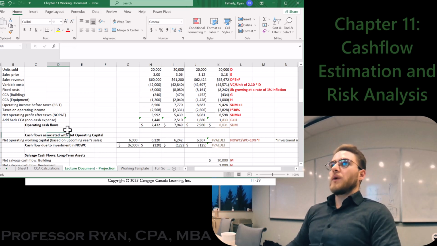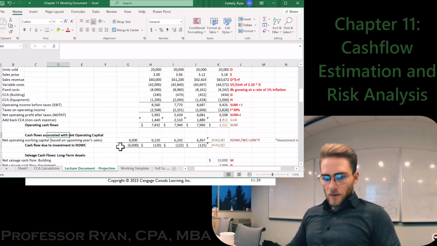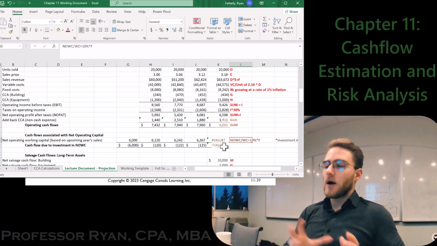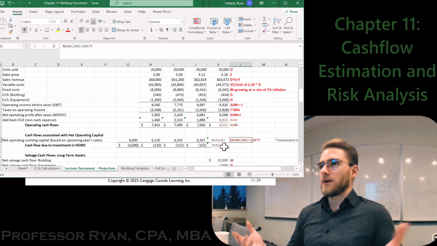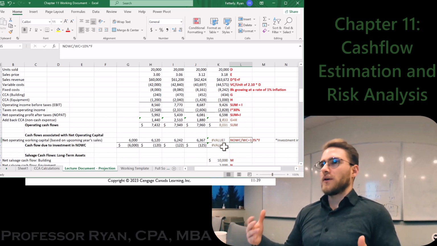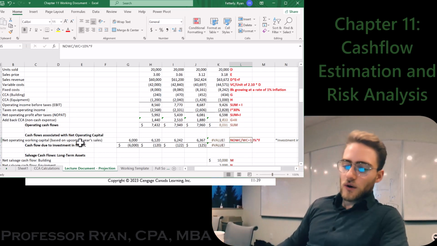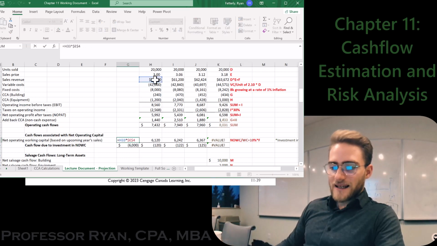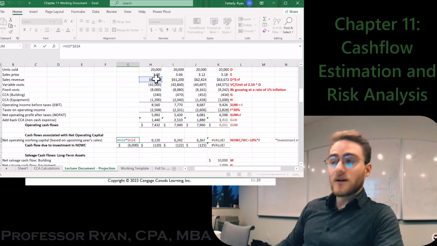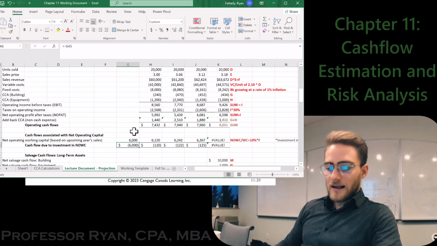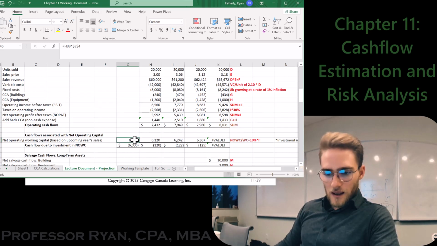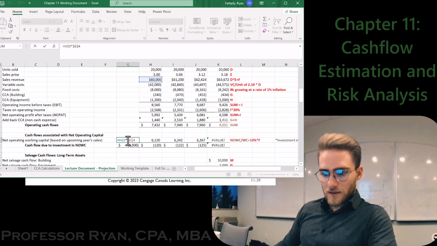Now, if you remember, we always have to build up 10% of our next year's sales in net operating working capital. Think of it as inventory. We have to buy 10% of our next period's sales worth of inventory. So to project this, all we do is take 10% of this $60,000 in sales for the next period here. And that means today we have to make an investment of $6,000. So this should be negative.